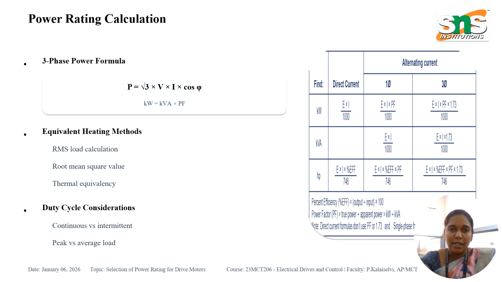Here is the power rating calculation for three phase motors: P is equal to root 3 into V into I into cos phi. This is the power rating calculation of a motor. In selecting the power rating, also remember that kilowatt is kVA into power factor. The equivalent heating method includes RMS load calculation, thermal equivalency, and duty cycle consideration. Always check whether the duty is continuous, intermittent, or variable load.